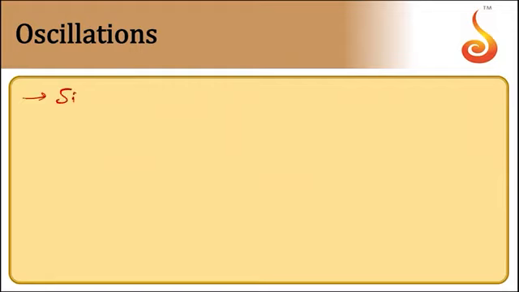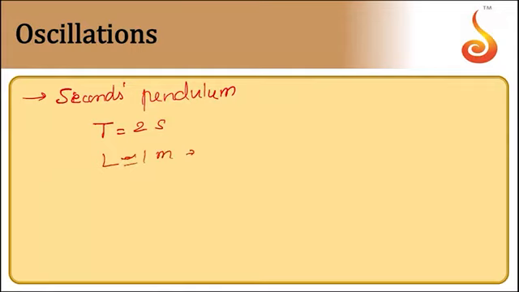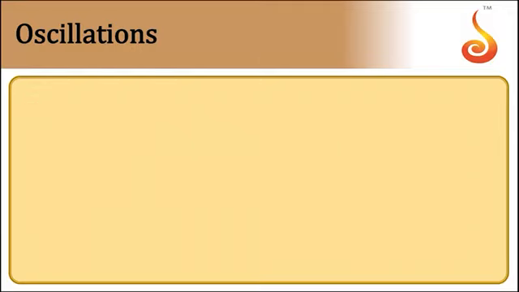One of the important examples of a simple pendulum is what is called a seconds pendulum. What is a seconds pendulum? It's a pendulum whose period is 2 seconds and therefore the length is nearly equal to 1 meter on the surface of Earth. That is what is called a seconds pendulum. Along with that, we also have what is known as physical pendulum.